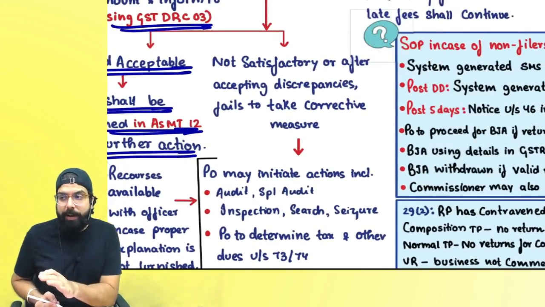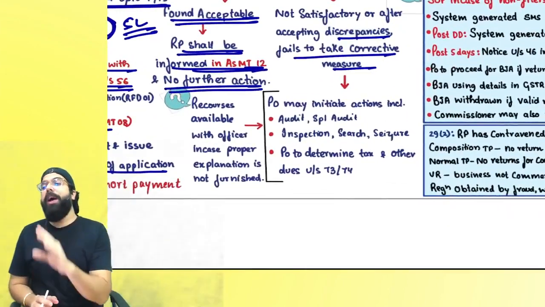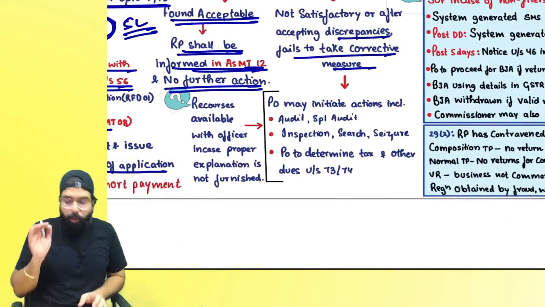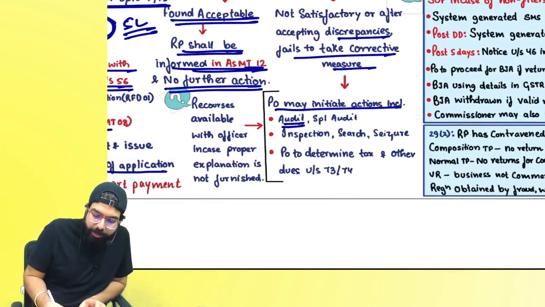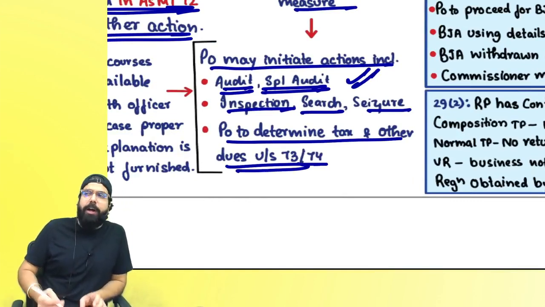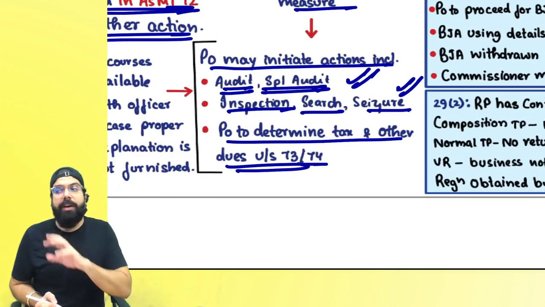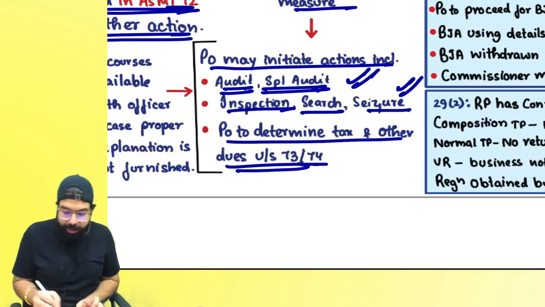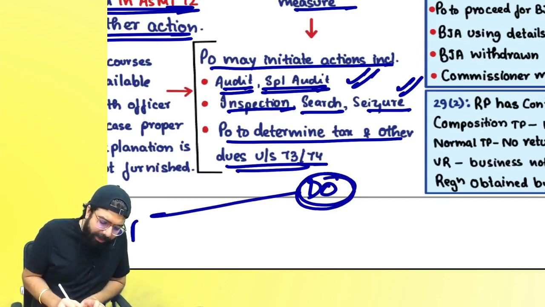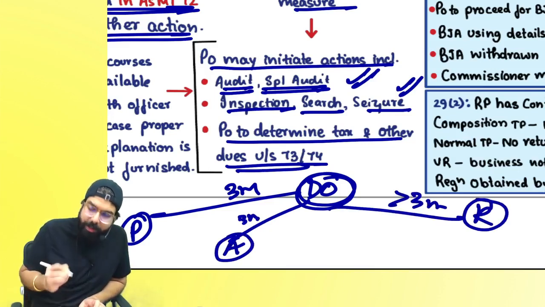But if he doesn't like your explanation, or even after accepting the discrepancy, if you don't take corrective action, PO has the following recourses available. He can initiate an audit and special audit, inspection, search, seizure. Using all the details, documents and books which he has gathered, he will raise a demand order. Make the payment of the demand order within 3 months, very good, or within 3 months, go for an appeal, or after 3 months, they will start recovery.